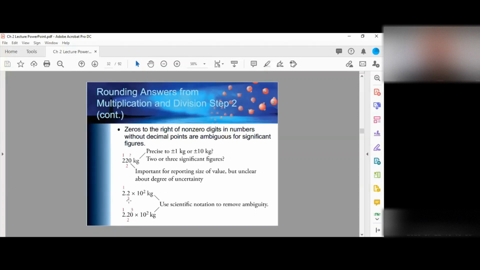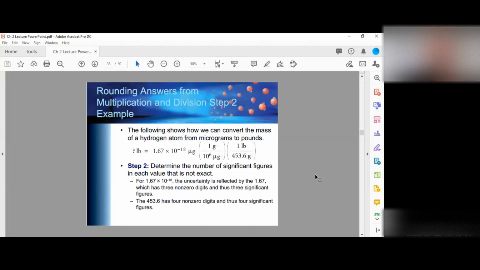Yeah. So that's why the 3 sig figs here don't coincide with what we have here. These are 2 sig figs. These are 3 sig figs. So the correct scientific notation for the 220 kilogram is 2.2 times 10 to the second. So these basically are the rules for sig figs.